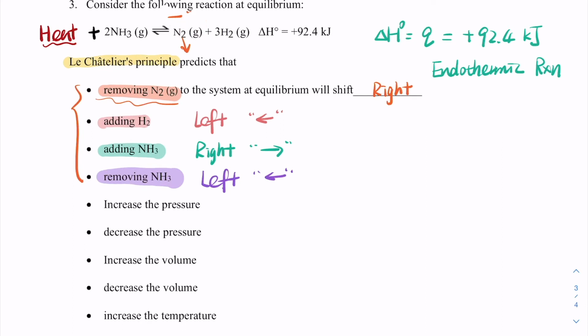Okay, so that will be the first category actually. That will be the concentrations of our reactants and products. So that's for the first category.